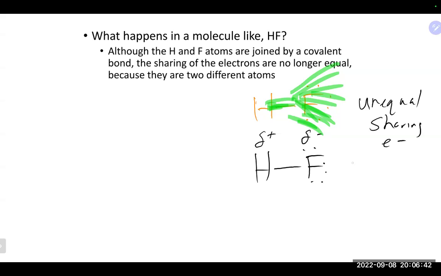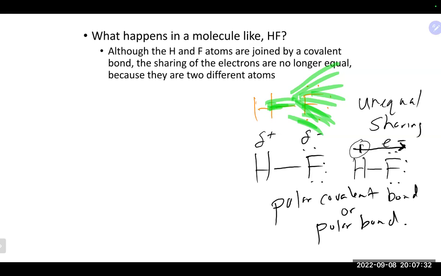We oftentimes will also represent it with a line where it points to the side that is more electronegative. So it always points to the side that's more electronegative, and the side that makes like a positive sign on the back end of the arrow is the side that is less electronegative. When we end up with unequal sharing of electrons in this case, this is what is known as a polar covalent bond, and it is oftentimes referred to as a polar bond. And we have unequal sharing of electrons.